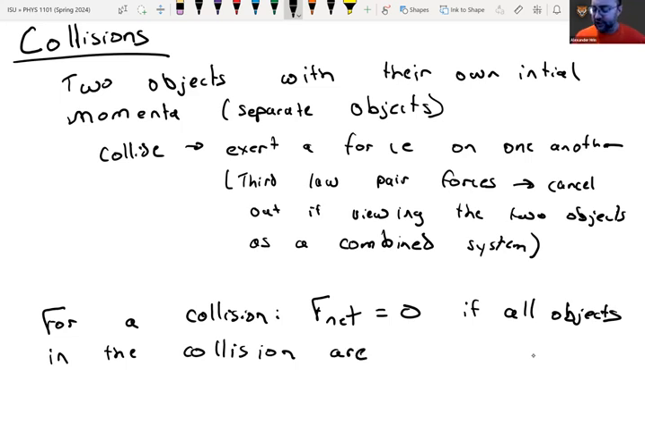Okay. And that's just because if you include all those objects in your system, then all their third law pairs cancel each other out. If you don't include one of the objects, then you have to worry about the forces, because then the third law pair is not included in the system. So that's the idea. Now, what does this mean?